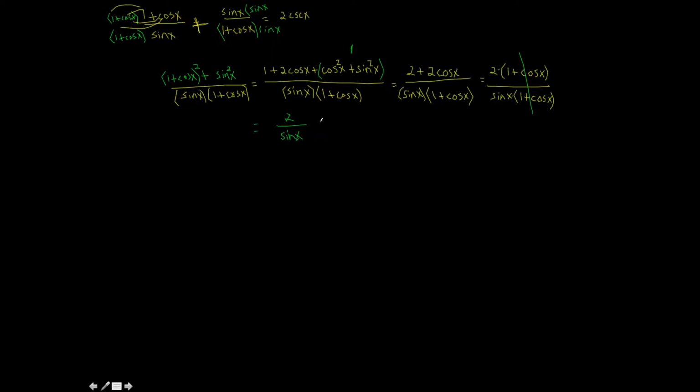Hopefully you know what this is, but if you need to rewrite it, I don't care whether or not you show me this step, though I would prefer that you went ahead and knew the answer, because that's the same thing as 2 times 1 over sine x, and 1 over sine x is the same thing as cosecant x. So this is 2 cosecant x, which is what we're trying to get out of this. See? So we check out.